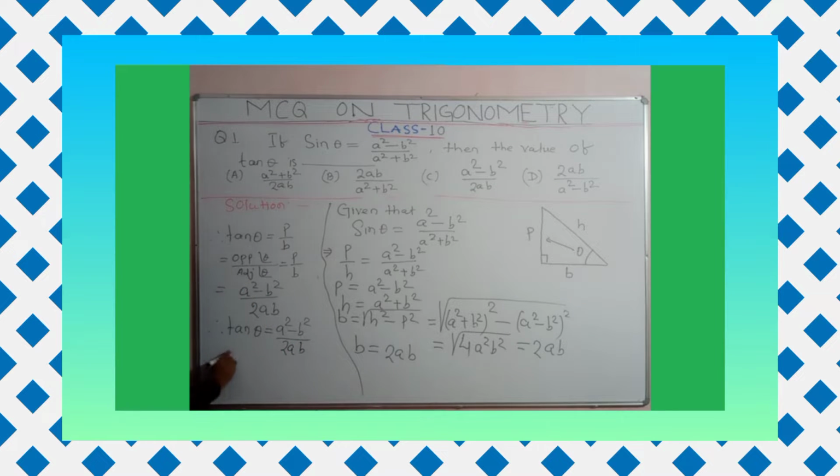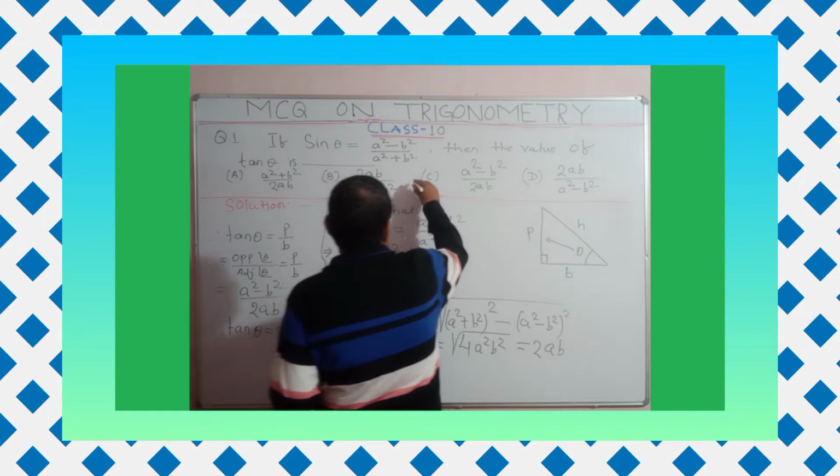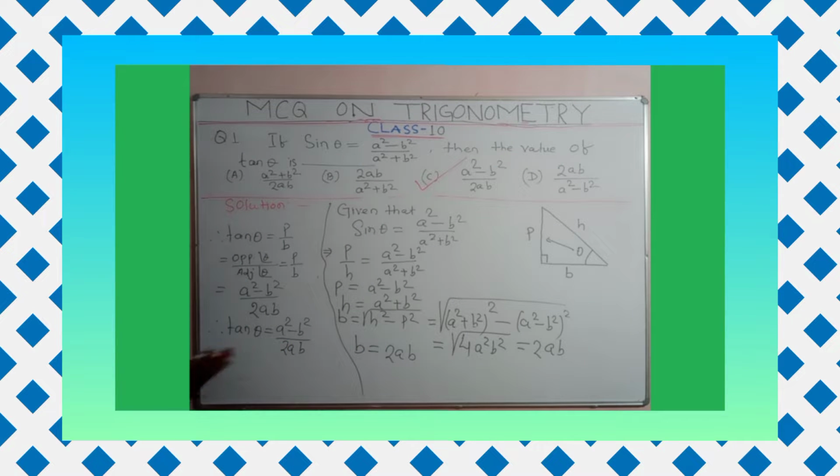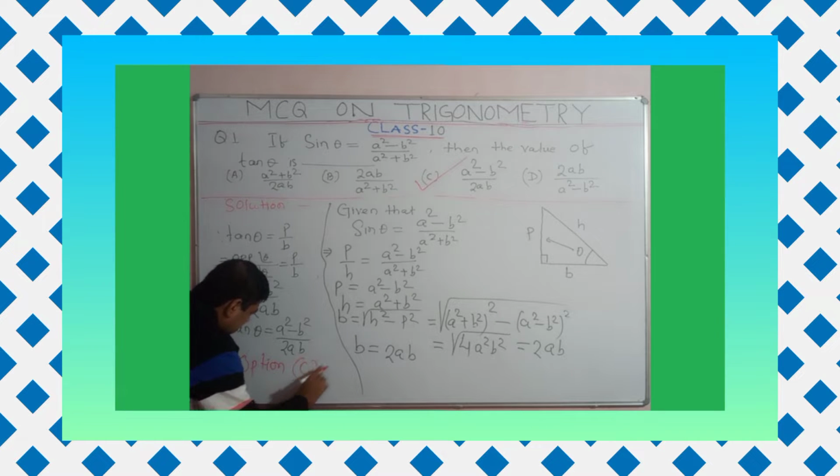Hence, what is the right option? Here the right option is a square minus b square by 2ab. So C is the correct option. Understand? Hence, we got option C. Option C is the correct option.